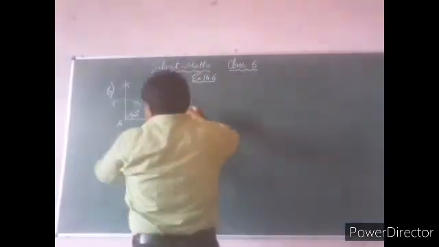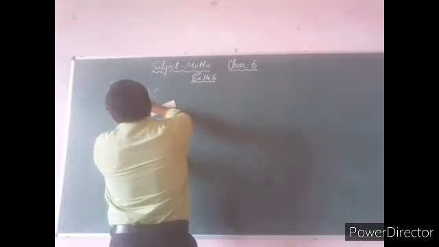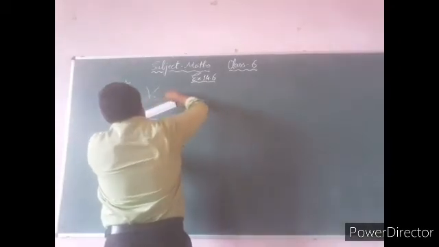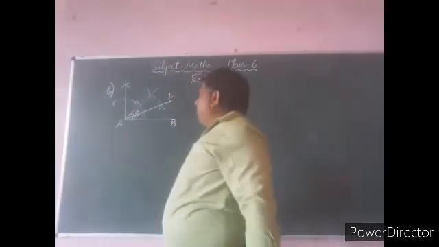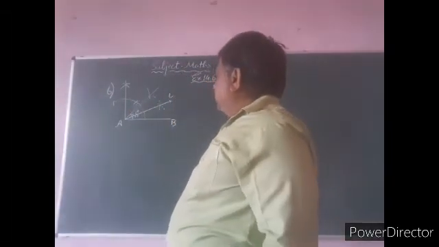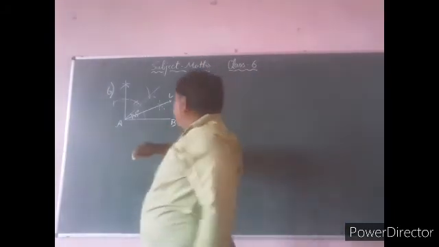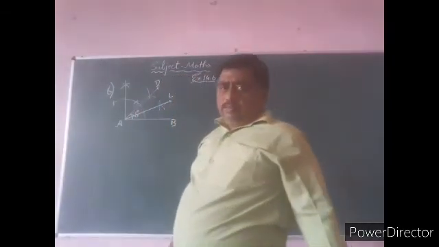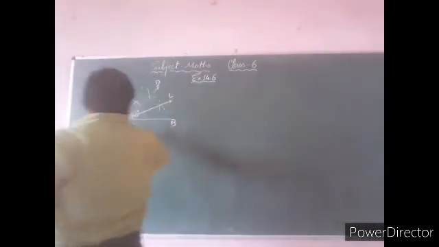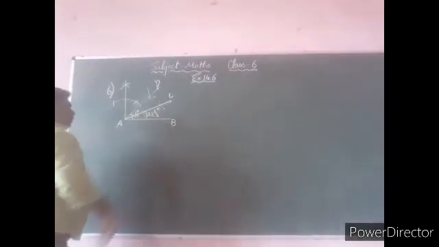So join the points. CAB is the required angle, that is AC is the bisector of angle DAB. So CAB will be 22.5 degree.